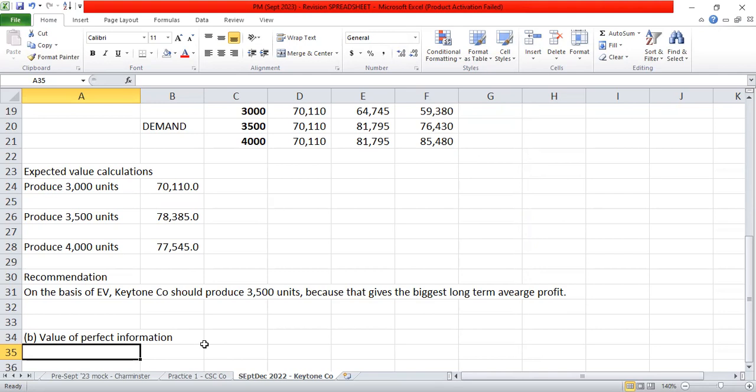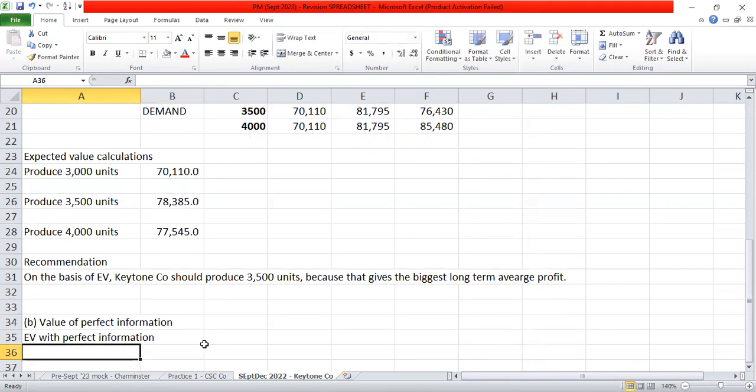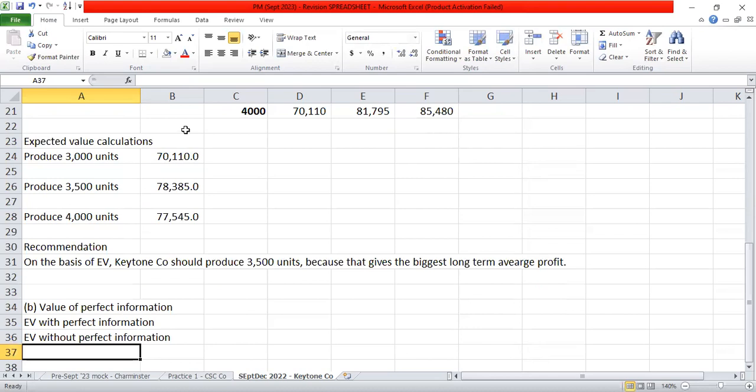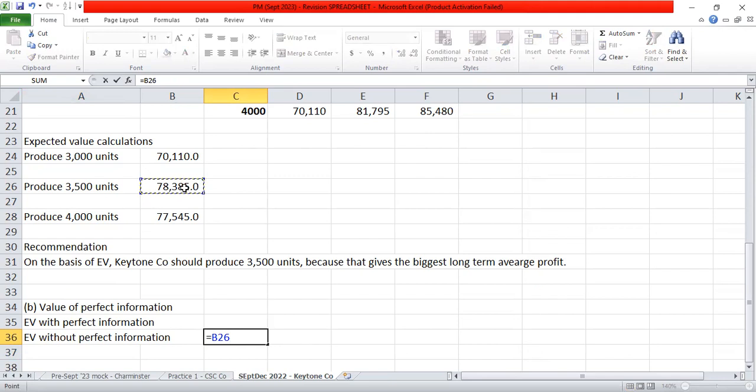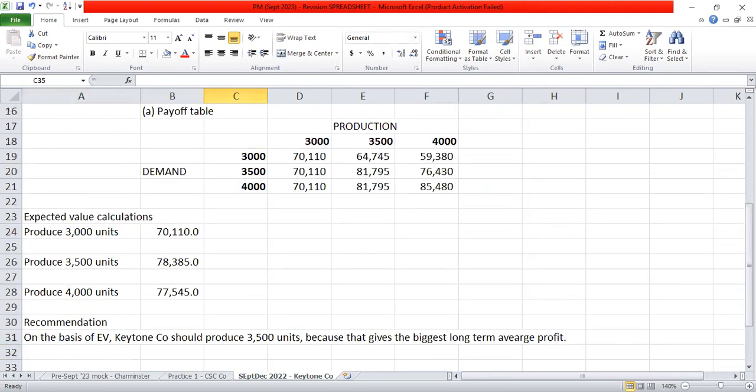I've got to work out the expected value with perfect information, and work out the expected value without perfect information. And that was the calculation that gave birth to the choice in requirement A. If this guy comes in, we'll start removing uncertainties one by one.